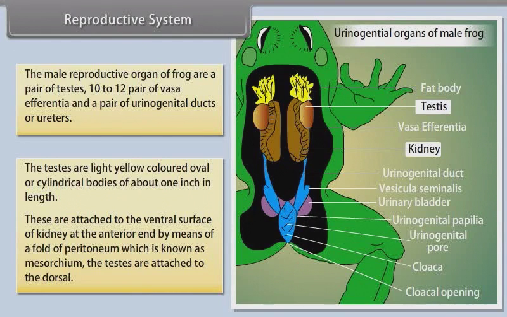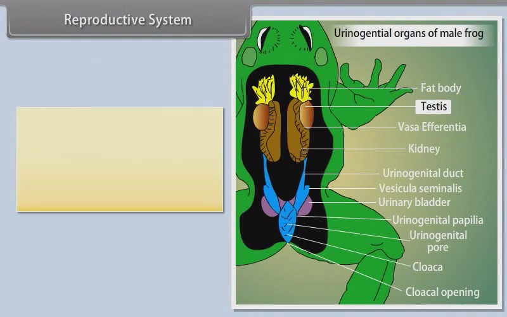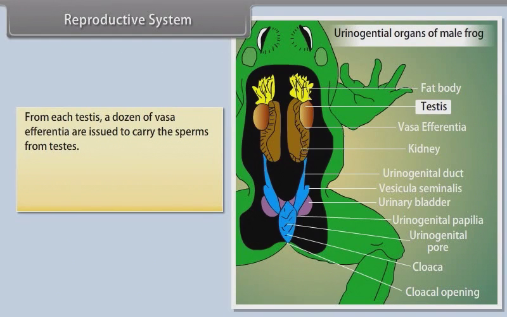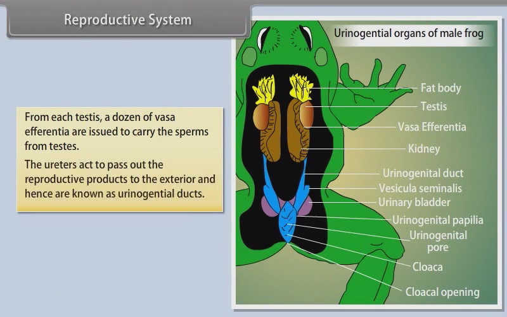The testes are attached to the dorsal. From each testis, a dozen of vasa efferentia are issued to carry the sperm from testes. The ureters act to pass out the reproductive products to the exterior and hence are known as urinogenital duct.